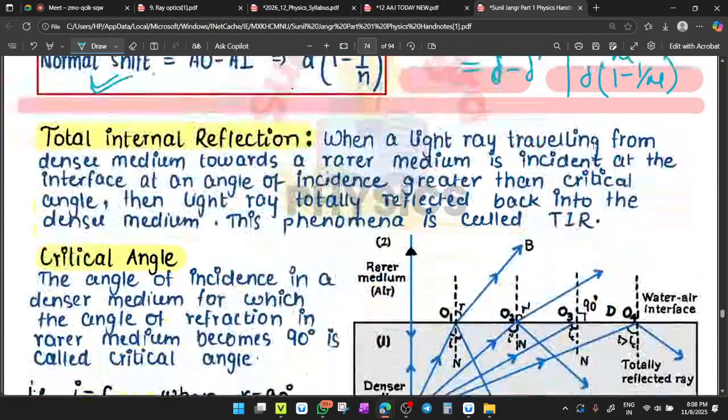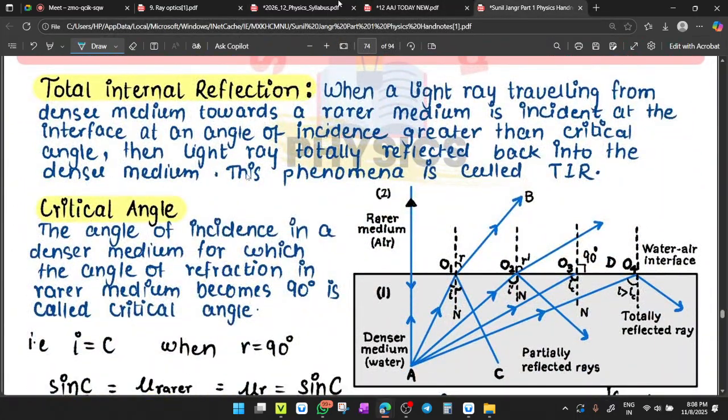So this thing we have to study today: total internal reflection. When a light ray traveling from a denser medium towards a rarer medium is incident at an interface with an angle of incidence greater than the critical angle, the light ray is totally internally reflected back into the denser medium. This phenomenon is called total internal reflection, TIR.